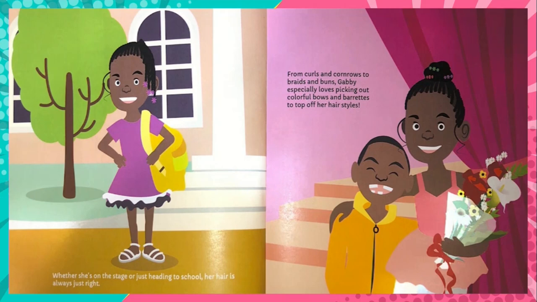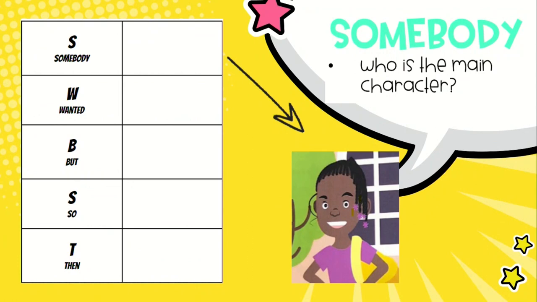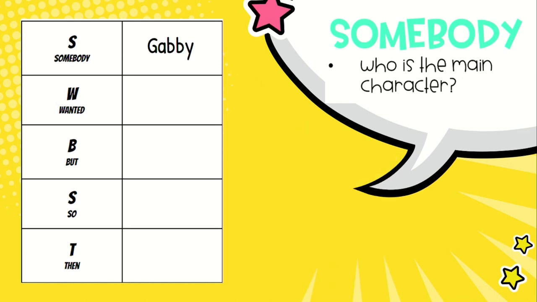Let's stop here and fill in a little information that we've learned so far from the text. We have learned who the main character is. What's her name? I always like to use illustrations or text from the story to help me remember. Who is the main character? Gabby. If you said, Gabby, give me a superhero thumbs up. So the somebody from the story is Gabby.